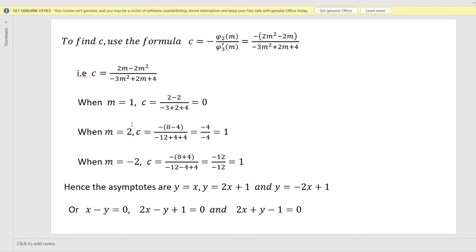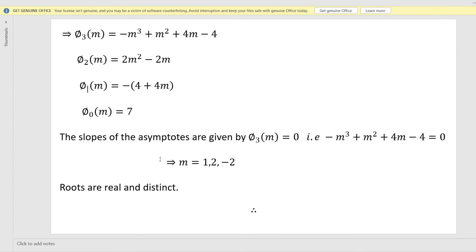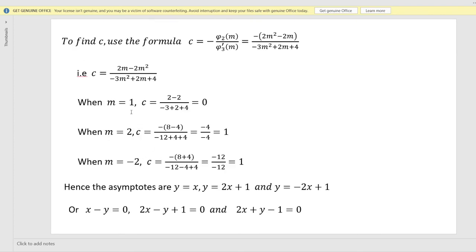Okay, this is c. When m is equal to 1, the roots are 1, 2, minus 2. So 2 into 1 minus 2 into 1, 2 minus 2 is 0. 0 divided by anything is 0. There are also non-zero values, this one.